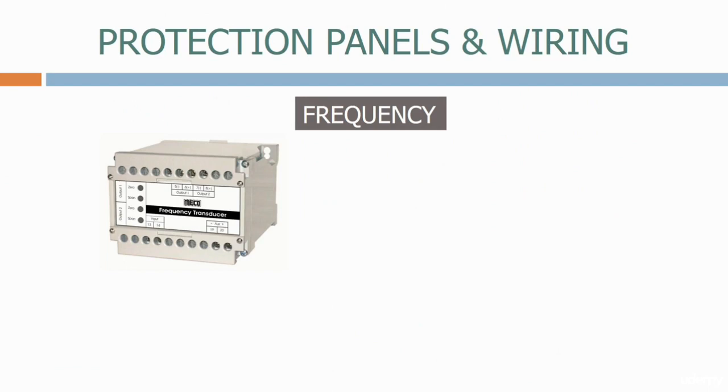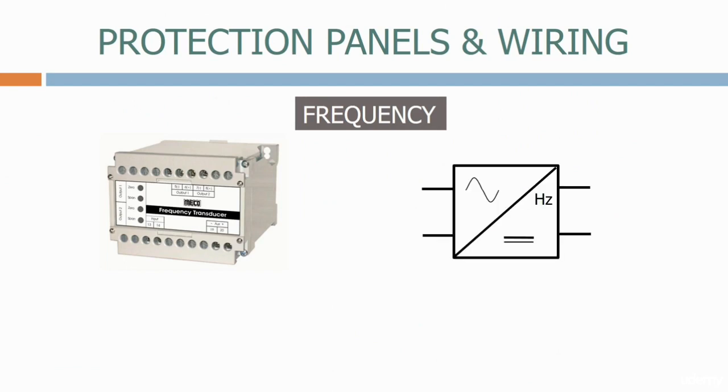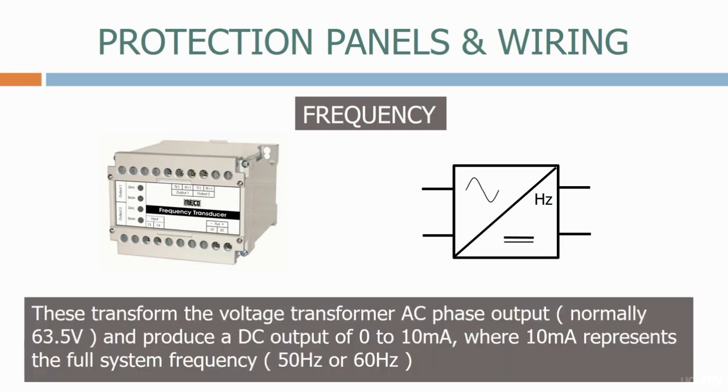Next we have a frequency transducer. This is the symbol we normally use. These transform the voltage transformer AC phase output, normally 63.5 volts, and produce a DC output of 0 to 10 mA, where 10 mA represents the full system frequency, either 50 Hz or 60 Hz.